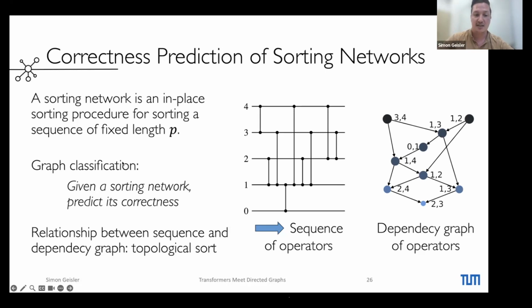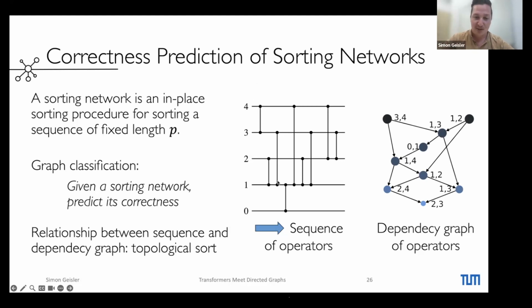So it's a graph classification task, and this correctness prediction is related to satisfiability. Here we have this very nice correspondence between the sequence and the graph representation. We have a sequence of operators which always sort two inputs at a time. Each horizontal line is one of the inputs, and each comparator sorts those connected inputs. In the end we hopefully obtain a correct sorting network, and the task is to predict whether it is correct, so it sorts all input sequences.